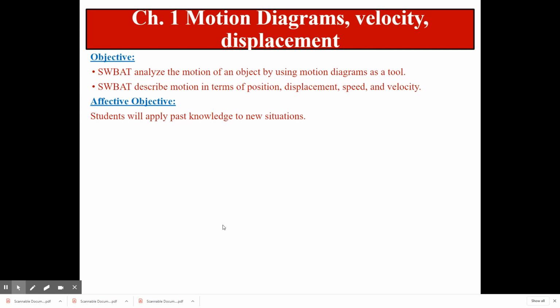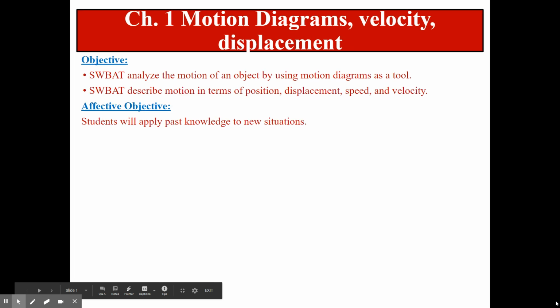Today we're going to start talking about some more physics stuff and get a little more in depth into some physics concepts, kind of the introduction into some concepts and terms that we're going to be using throughout the year.